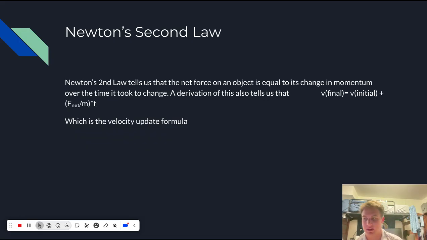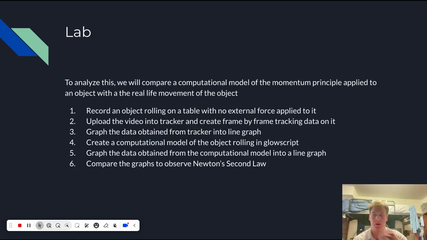At the end of this lab, we're going to see that the velocity of the object we experimented on changed, indicating that there was some force applied to it. We'll get there later. To do this lab, we compared a computational model of an object with the actual object. We recorded an object rolling on a table, and we assumed that we didn't do anything to it. We assumed there were no external forces acting on it.